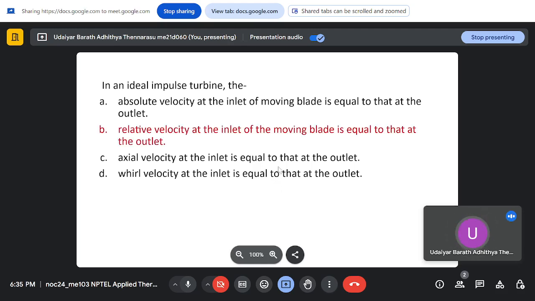So we need to find out which one. The answer is B. Relative velocity at the inlet of the moving blade is equal to that at the outlet in case of an impulse turbine. So the answer is B.